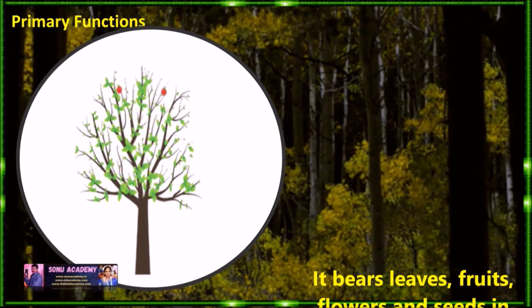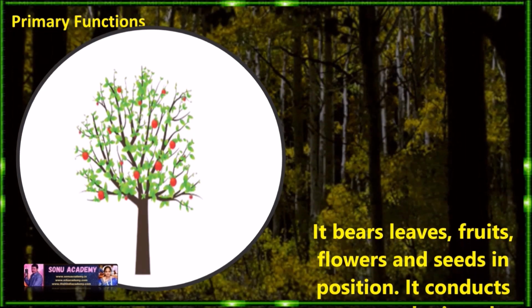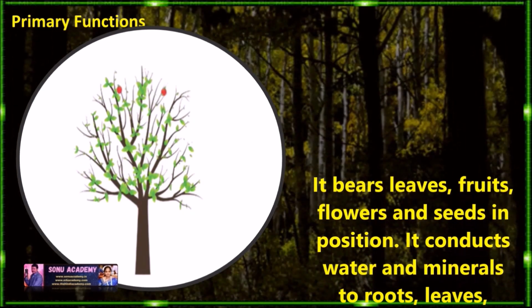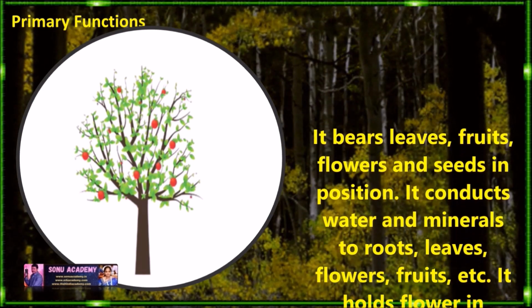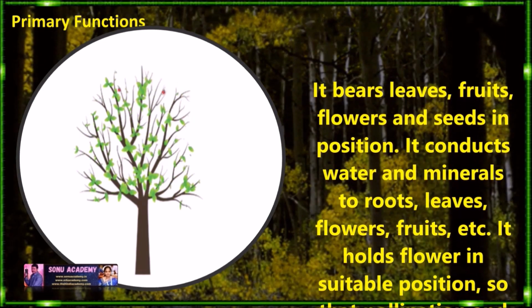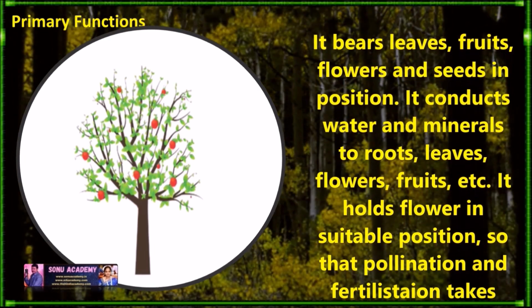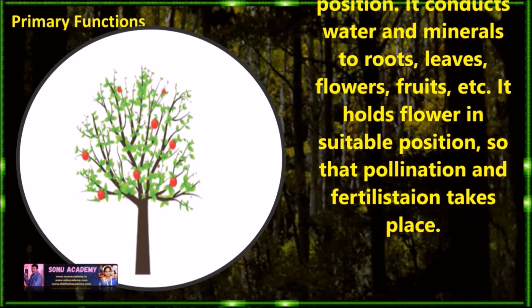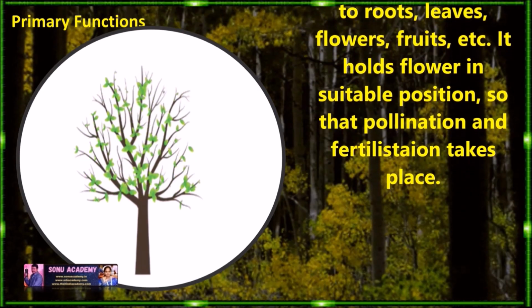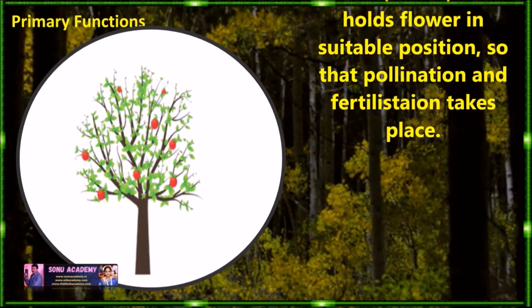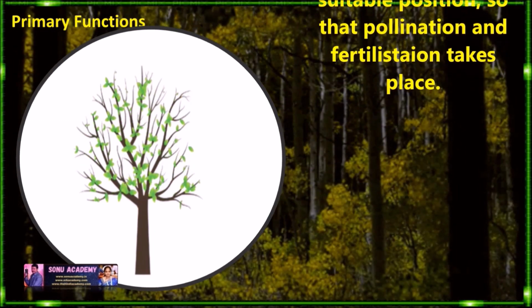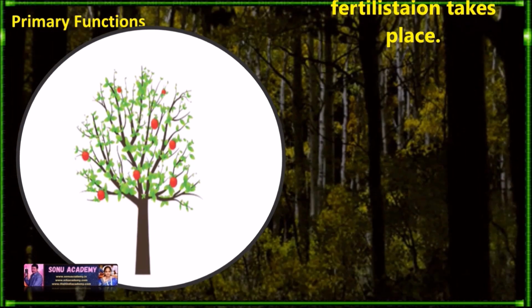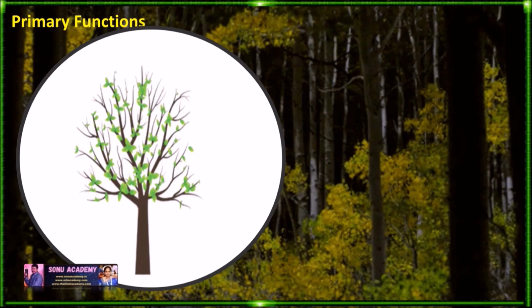Now let us discuss the functions of the stem. Stems perform various functions, primary and secondary. First, let us discuss the primary functions. It bears leaves, fruits, flowers and seeds in position. It conducts water and minerals to roots, leaves, flowers, fruits, etc. It holds flowers in a suitable position so that pollination and fertilization take place.